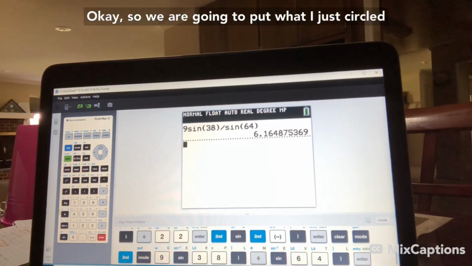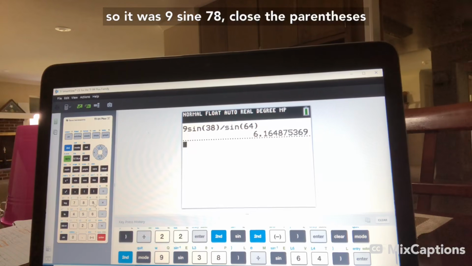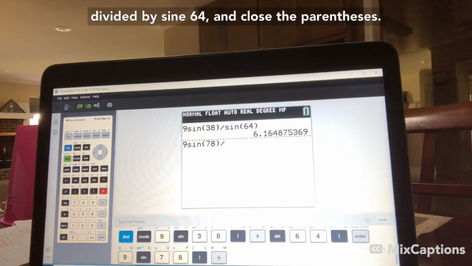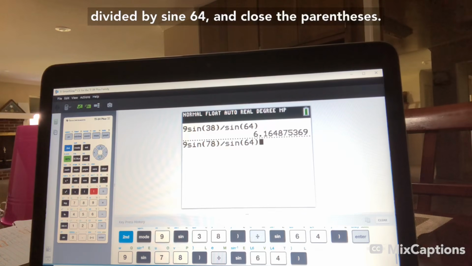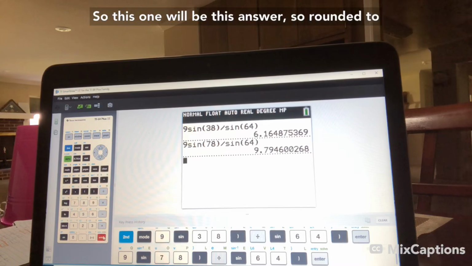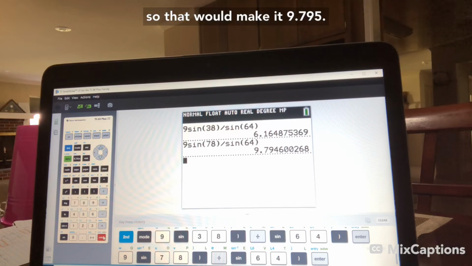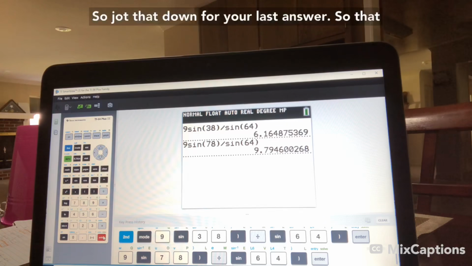Okay, so we are going to put what I just circled. So it was 9 sine 78, close the parentheses, divided by sine 64, and close the parentheses. So this one will be this answer. So rounded to the thousandths place, the 4 is followed by a 6, so that would make it 9.795. So jot that down for your last answer.